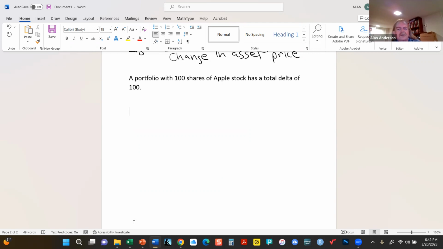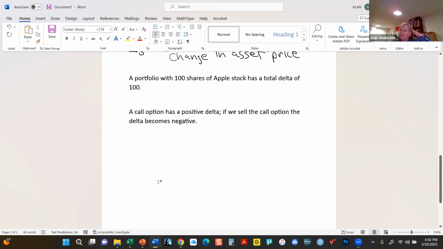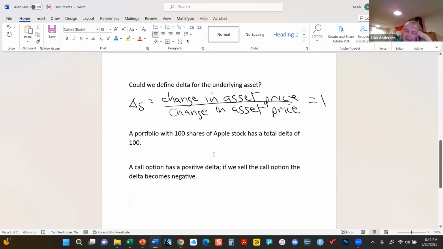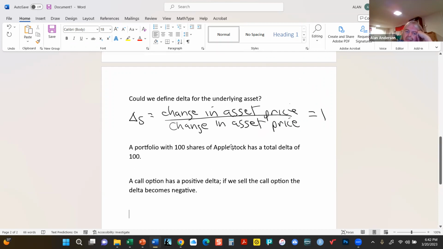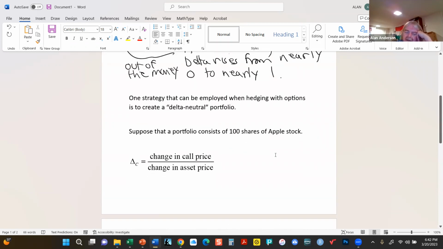So the key here is that the Apple stock has a delta of 1, so 100 shares would have a delta of 100. A call option has a positive delta, but if we sell the call option, the delta becomes negative. Just keep that in mind. We'll do another example later on. What I really want to do is bring together these stocks with put options. So when we discuss put options, we'll come back and revisit this example.